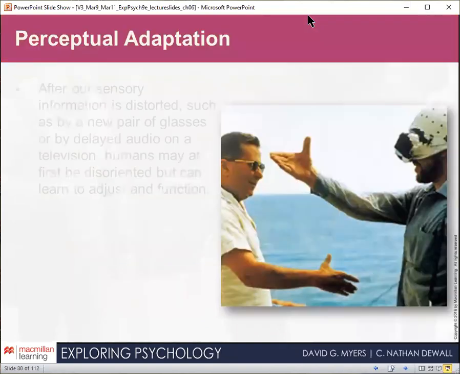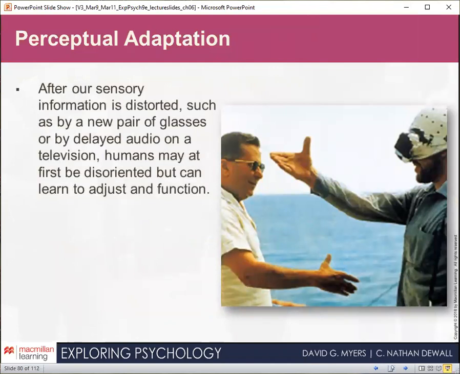Perceptual adaptation. After our sensory information is distorted, such as by a new pair of glasses or by delayed audio on television, humans may at first be disoriented, but can learn to adjust and function. What this is basically saying is you can get some sort of altering glasses on your head that will flip what you actually should be seeing. For example, this may flip the person to be upside down, so the person looks like they're upside down, and so the person with the goggles tries to shake the guy's hand, but the hand is not where he expects it to be based on the visual information.